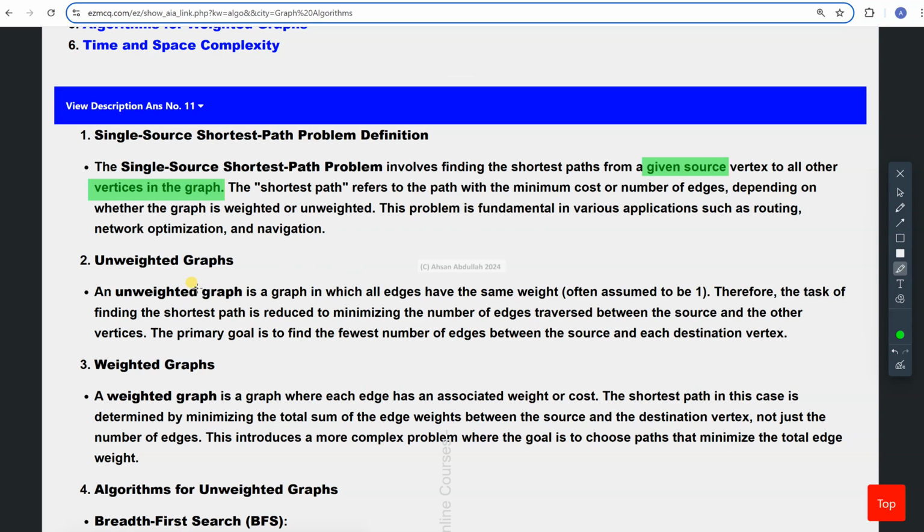For the unweighted graph, when all the edges have the same weight, we assume it to be 1 when the edge is present, and when the edge is not present, we assume the cost to be infinite. So what is the task? Minimizing the number of edges traversed between the source and the other vertices. The primary goal is finding the fewest number of edges. That is for the unweighted graph. For the weighted graph, each edge has an associated weight or cost. The shortest path is not the number of edges, but minimizing the total sum of edge weights. So this is a more complex problem. The goal is to choose paths that minimize the total weight.